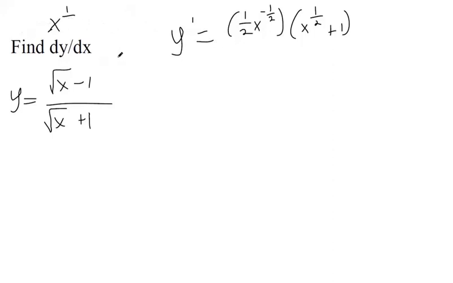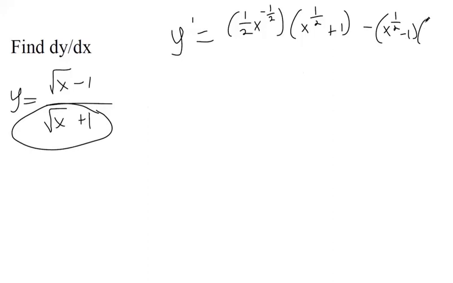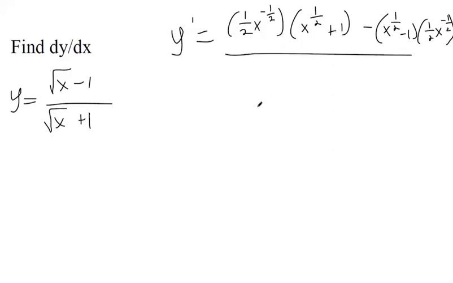Now that's just part of the quotient rule, okay? You'll definitely want to look up the formula and get familiar with it. But we're supposed to subtract it by the original top function, and I'm going to keep everything in terms of 1/2 powers, times the derivative of the bottom function. And the derivative of this is actually the same thing as what we just said, 1/2 x to the negative 1/2. And that's all over the bottom function squared. Okay, there's our derivative. Now it's just, I think, algebra.